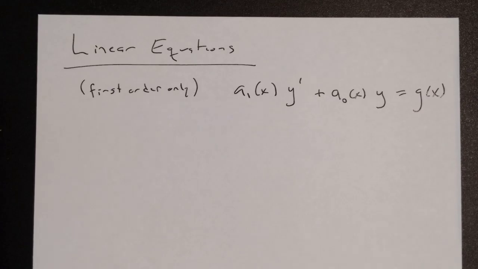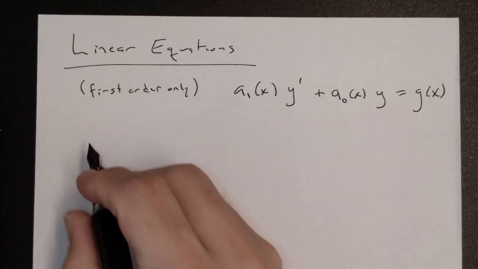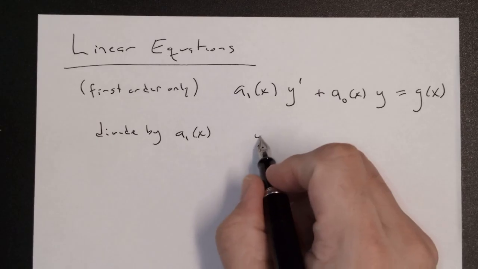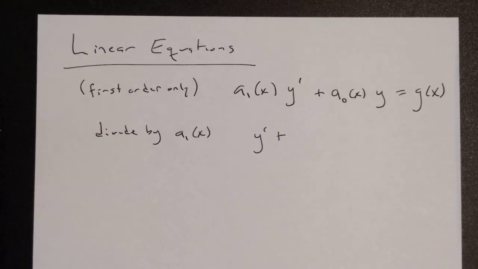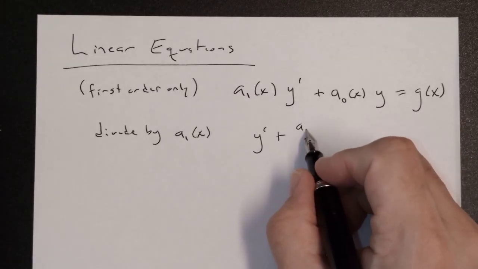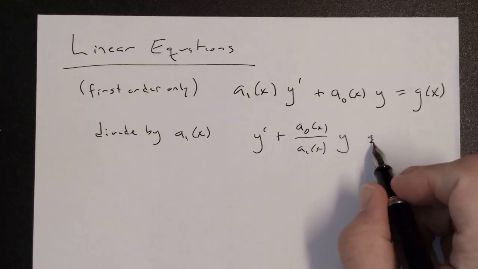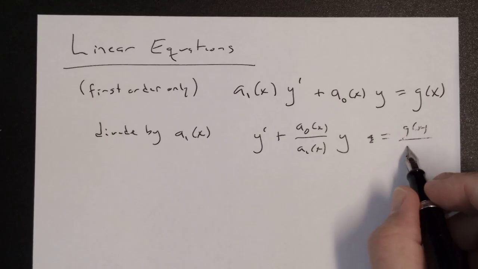Now I called them A1 and A0 because they go with the first derivative and the non-derivative term. So A1 goes with the first derivative of y and A0 goes with the non-derivative term. I think it would be nicer if we had y prime all alone. If I divide this by A1 of x, then my coefficient here is A0 of x over A1 of x, and my right-hand side is now g of x over A1 of x.